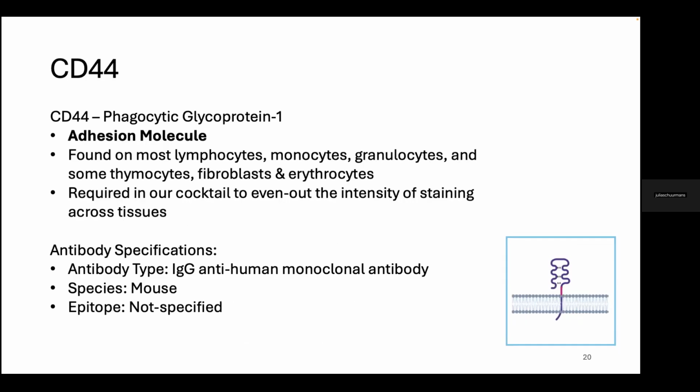And then last but not least is CD44. CD44 is another leukocyte-specific marker that I'm using in my cocktail. And the reason I'm using it in addition to CD45 is because when I looked at the staining of CD45 alone with ATPase, I was getting very inconsistent staining where it was not even across all the tissues and all the patients I was working with. And I wanted to even that out. And the way that I did that was by adding in CD44 and it evened out the staining across all tissues. Again, another IgG anti-human monoclonal antibody.